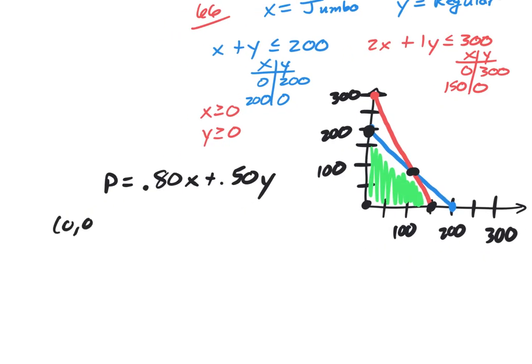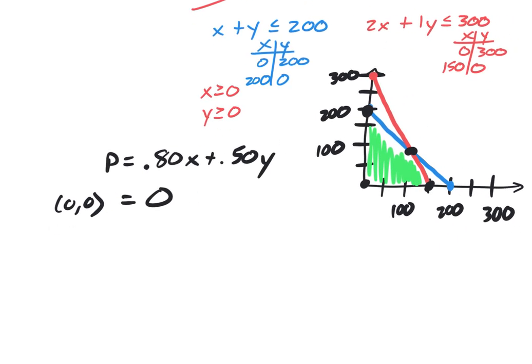Okay, so we've got to do our four pairs. 0, 0. Well, if I don't make any biscuits, I don't make any money, right? That's what it's saying. So that's probably not going to maximize. So 0, 0 is definitely out. That would be your minimum probably here. We have 0, 200. We have 150, 0. And then we've got to find this guy right here.